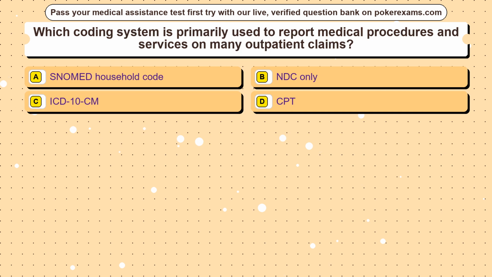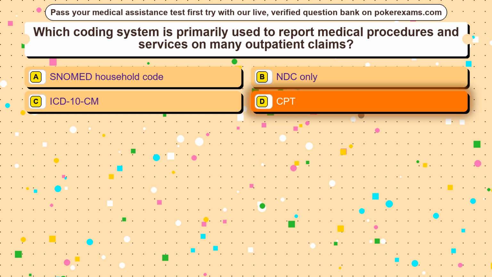Question 15. Which coding system is primarily used to report medical procedures and services on many outpatient claims? Option A, SNOMED household code. Option B, NDC only. Option C, ICD-10-CM. Option D, CPT. The correct answer is option D, CPT.